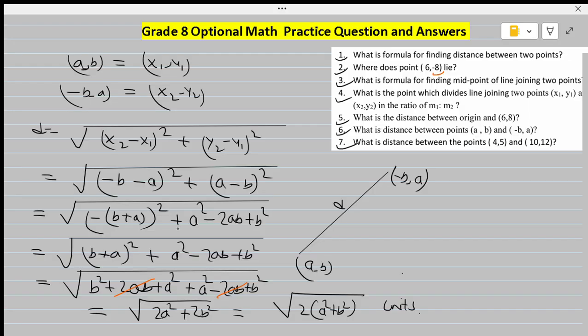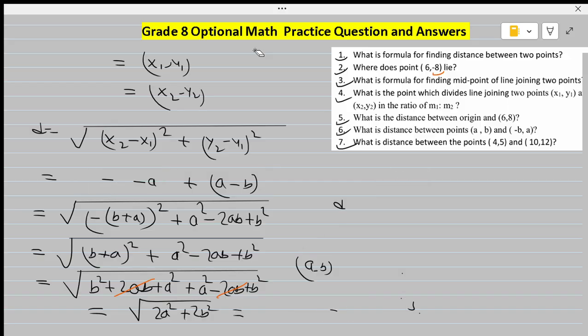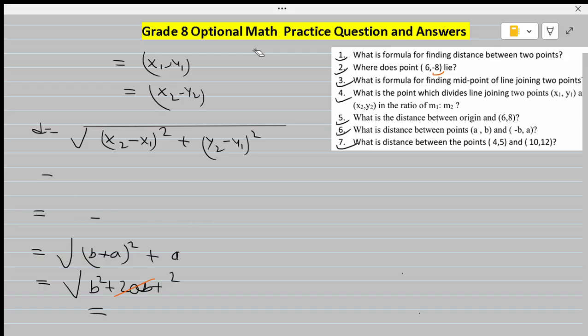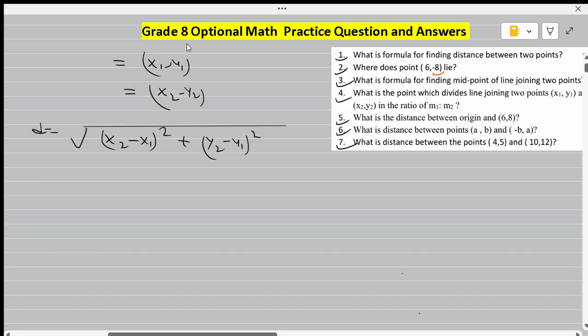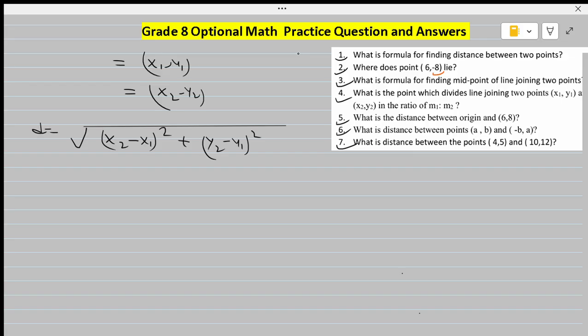Now number 7. I make this clear, and here the given points I make clear, and the formula I won't make clear. Now we are asked to find the distance between (4, 5) and (10, 12). So (4, 5) we consider as the first point, and (10, 12) we take as the second point. So the distance, we use the same formula we have kept.